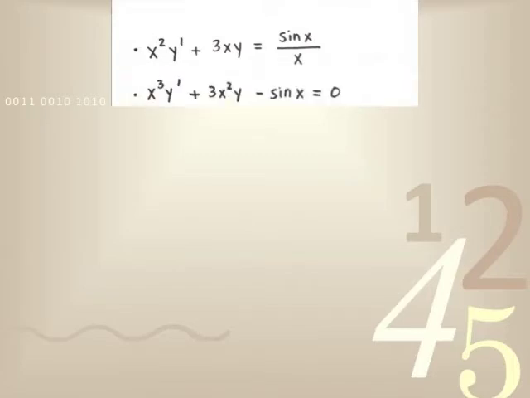For example, this is a second way to write the original problem, where the x has been multiplied through every term so that you don't have sine x over x anymore. And then furthermore, the sine x is moved to the left side of the equal sign, equating everything to 0. These two equations are exactly the same. Neither one of them are in standard form.